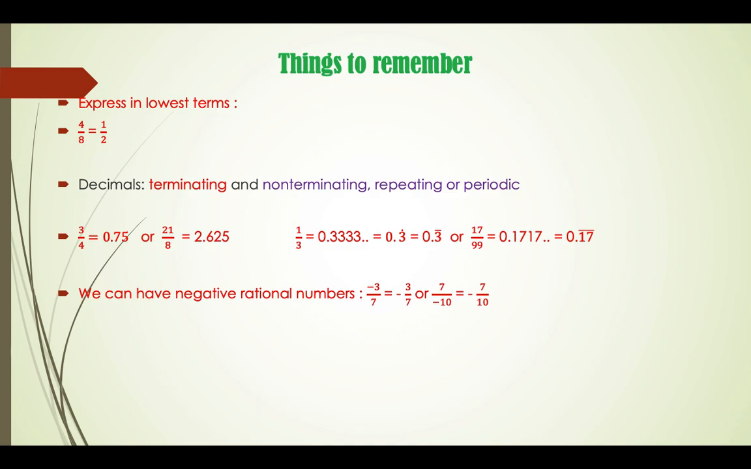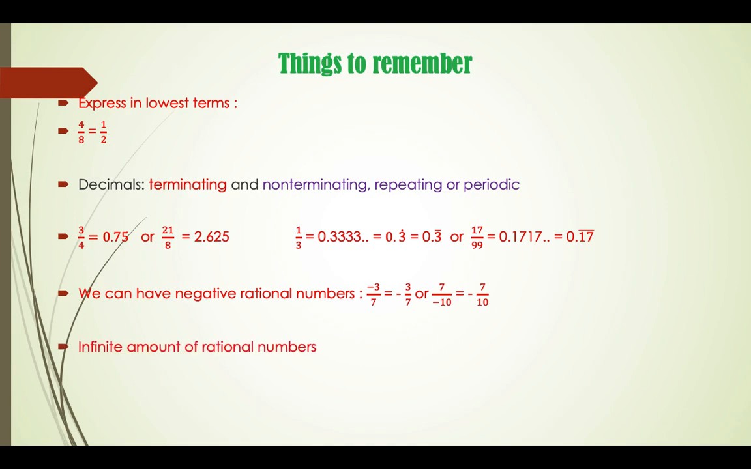We can also have negative rational numbers. For instance, if we have the integer -3 over 7, that gives us -3/7. Or if we have the integer 7 over the integer -10, that gives us -7/10. I should also mention that if you have a negative integer in the numerator and also a negative integer in the denominator, the resulting rational expression is a positive rational number.